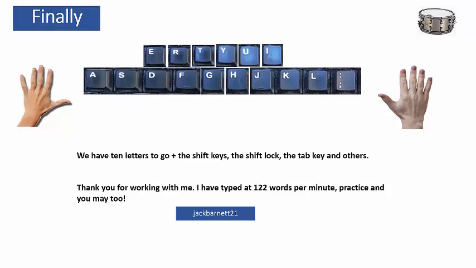We have 10 letters to go, and the shift keys, the shift block, the tab key, and others. Thank you for working with me. I have typed at 122 words per minute. Practice, and you may too.